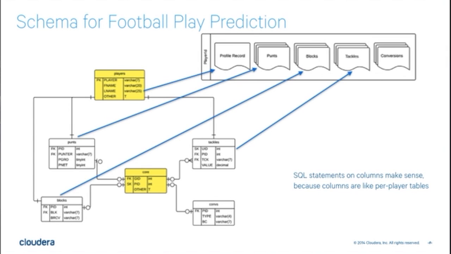And so we map all of these dimension tables, which are the things that describe the nouns, so the punts, the blocks, the conversions, the tackles. Oh, I've done this the wrong way. No. So the punts, the blocks, the tackles, and conversions are the facts. And the yellow tables are the dimension tables.